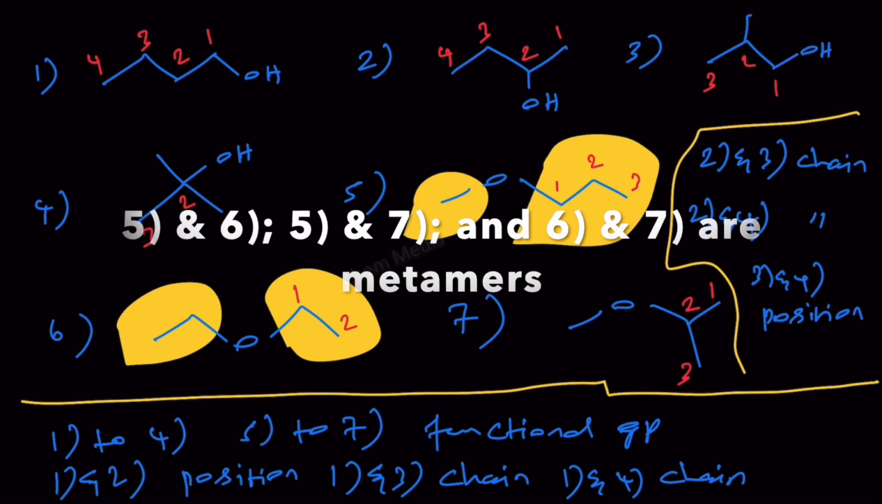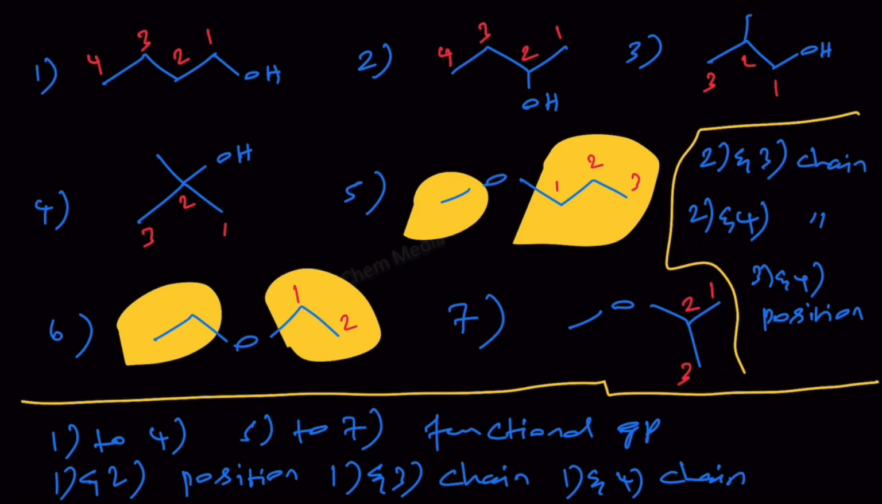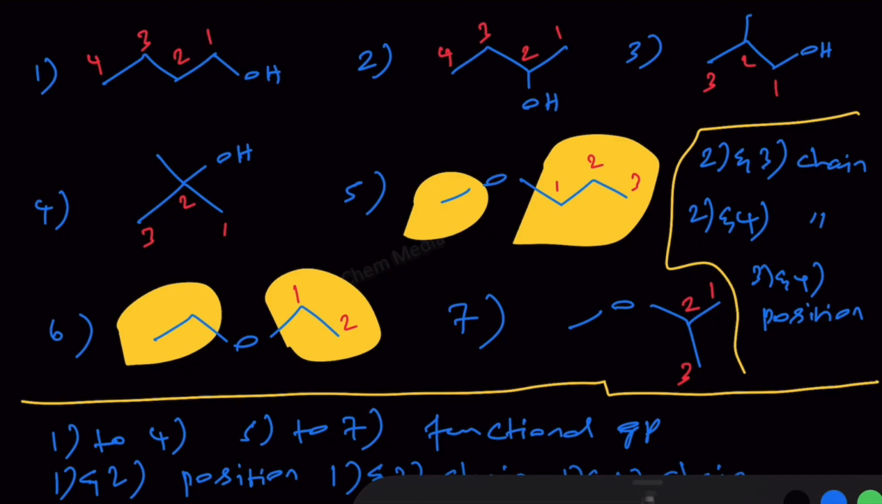Some students do ask this question: why are 5 and 7 not position isomers? In that case, you need to remember the order. Even though 5 is 1-methoxy propane and 7 is 2-methoxy propane, it would appear like position isomerism. But you need to remember the order for the isomerism. That is, ring chain isomerism takes the top precedence, and then tautomers, and then functional group isomers, and then metamers, and then chain isomers, and then position isomers.